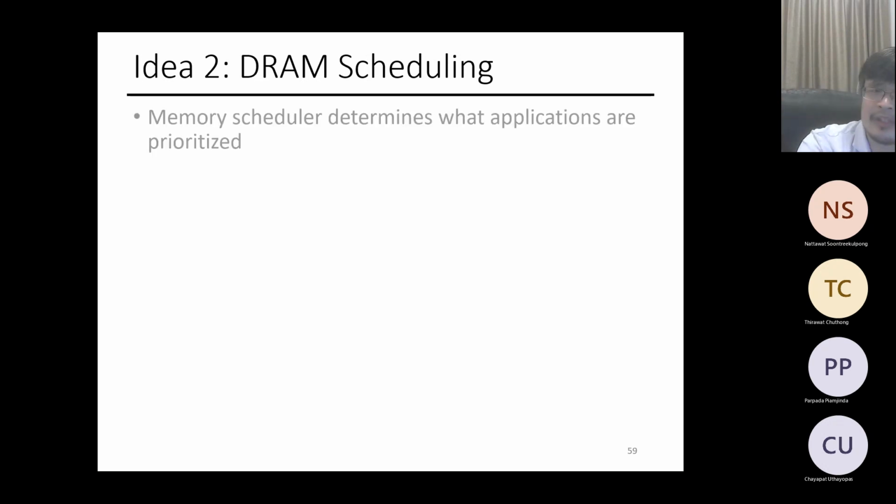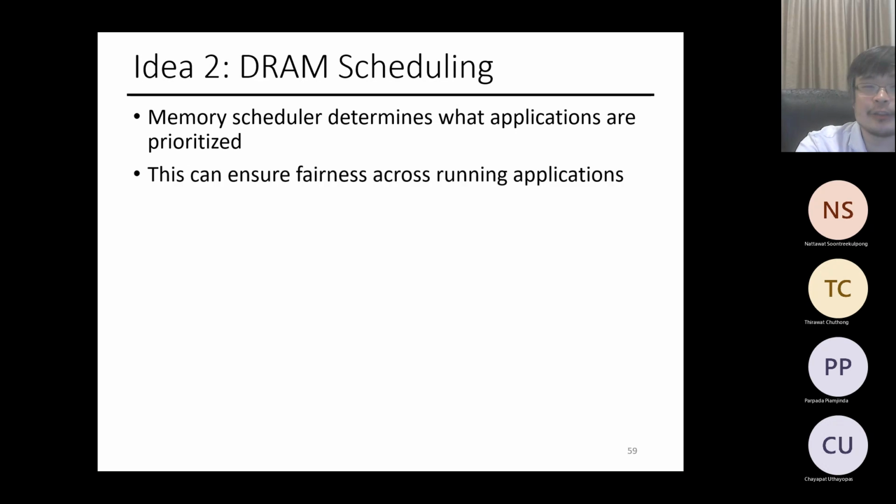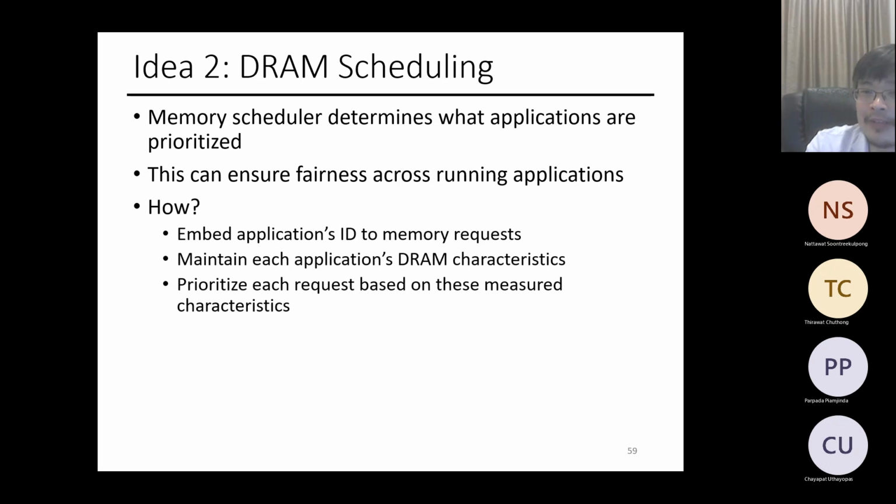You can also do DRAM scheduling, as we discussed. You can have things like FR-FCFS, right? The memory scheduler would determine basically what applications are prioritized, and this ensures things like fairness for each application running on your system. For example, you can embed some application ID in your memory request, and the DRAM controller would maintain the characteristics of each application, and you provide different priority based on the request. We'll go into more detail about some of the work I've done in this direction when we talk about more of the paper-related ideas in the last week of class.